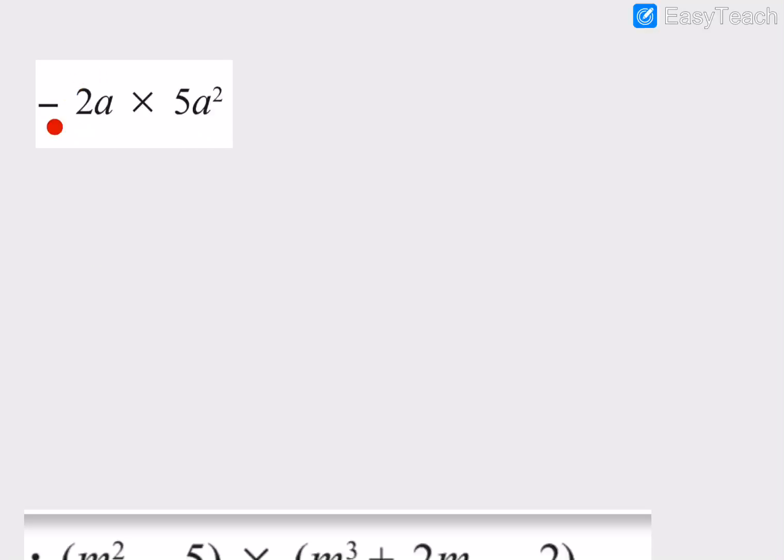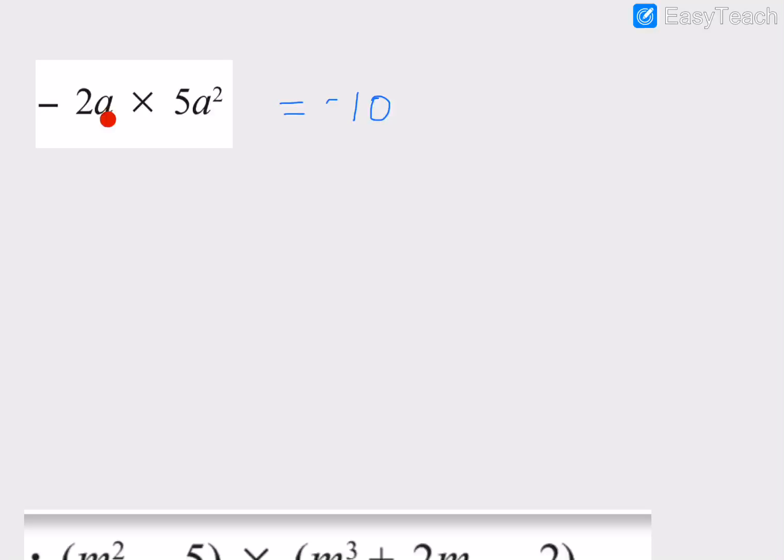Here there are two unlike terms, minus 2a and 5a square. So the powers of their variables are different, so they are unlike terms, but we can do multiplication and division between unlike terms. So we can multiply both these terms. So the answer will be minus 2. We can first multiply the numbers, then variables. So minus 2 into 5, it will be negative 10. Negative 2 into 5 is negative 10.